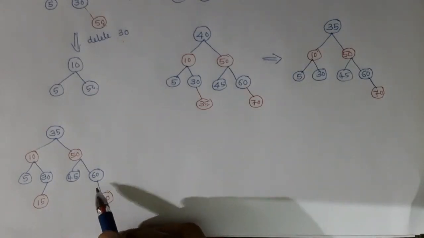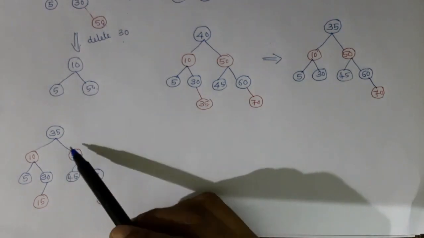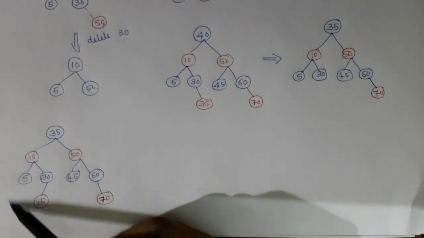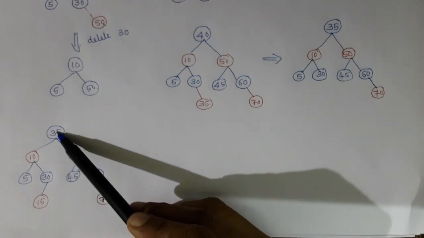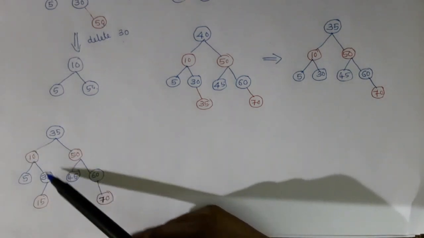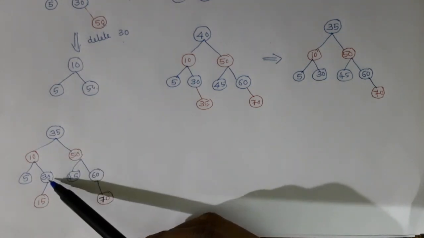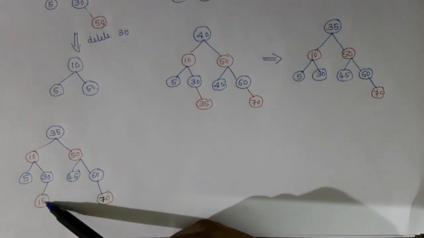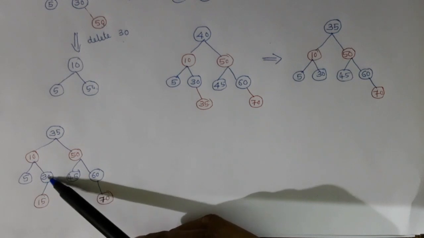Consider another example. In this example, I want to delete 35. So here also I will take the in-order predecessor. This is the left subtree. The in-order predecessor of this node 35 is the largest element from the left subtree, that is 30. So we replace 35 by 30. Then again we recursively call the delete operation for the node 30. Node 30 has one child, so 30 is replaced by its child, 50.